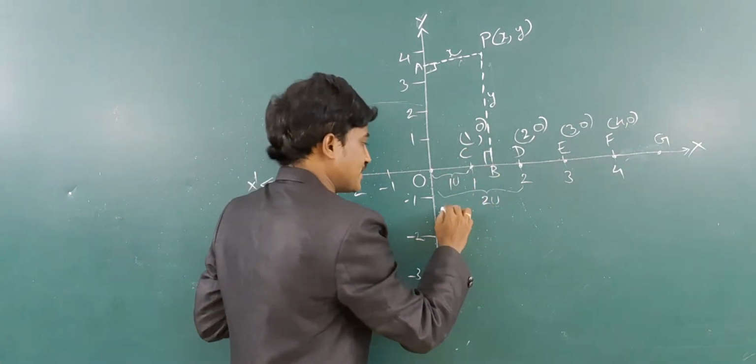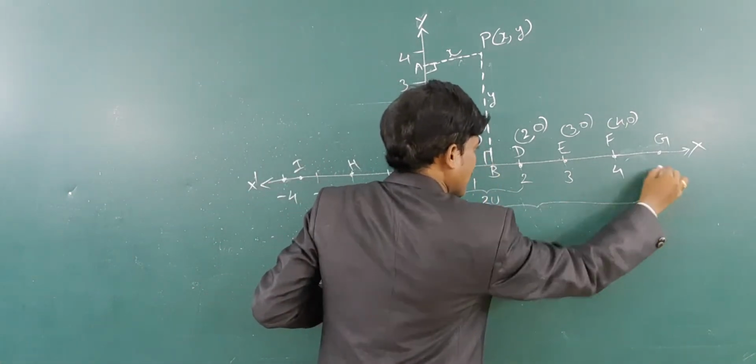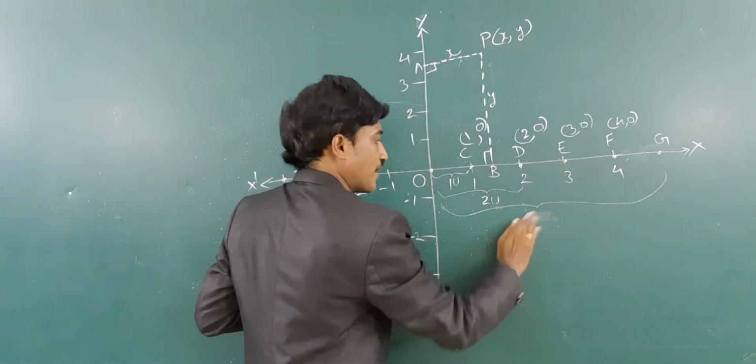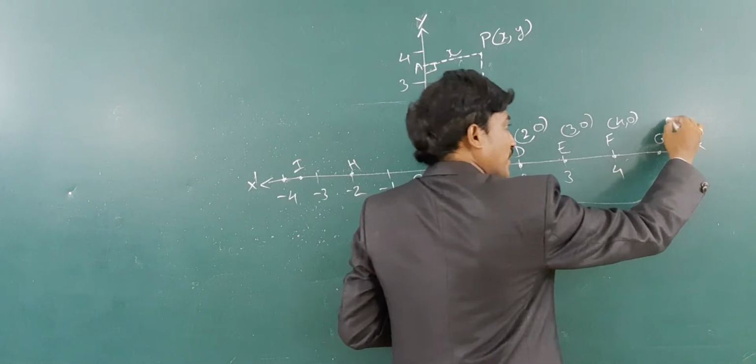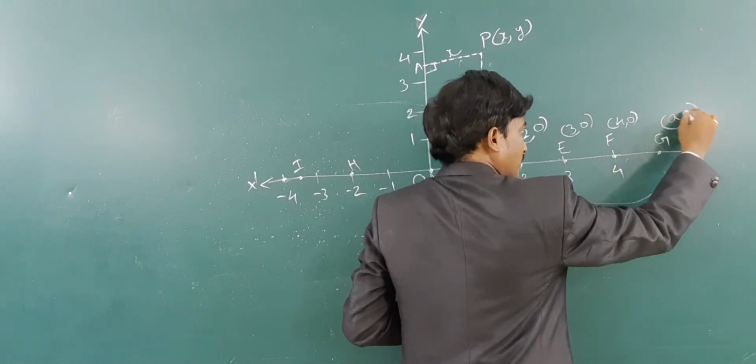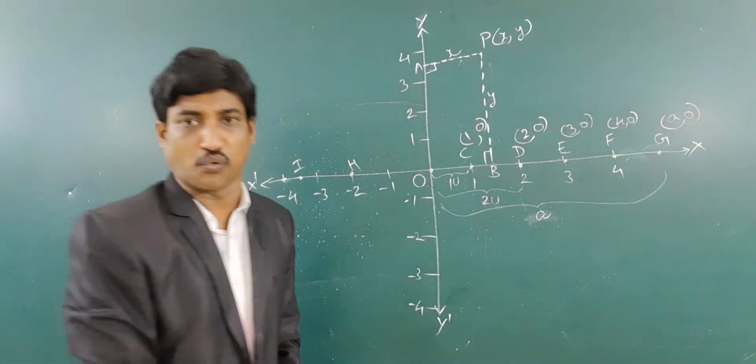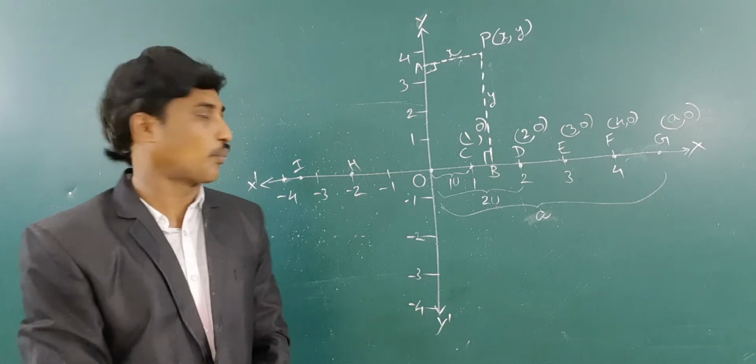If the point Z is at a distance of a units, then the coordinates of Z are a and 0. That means the ordered pair is (a, 0).